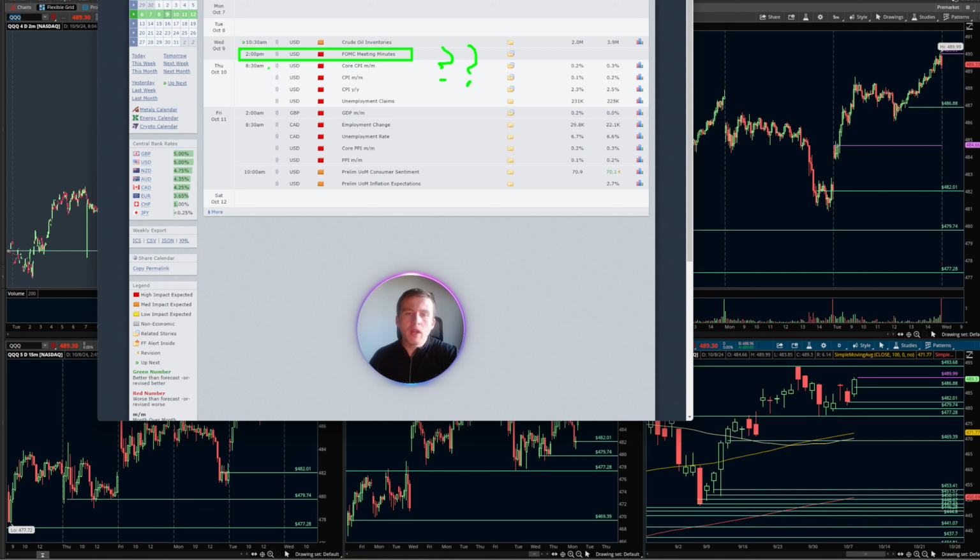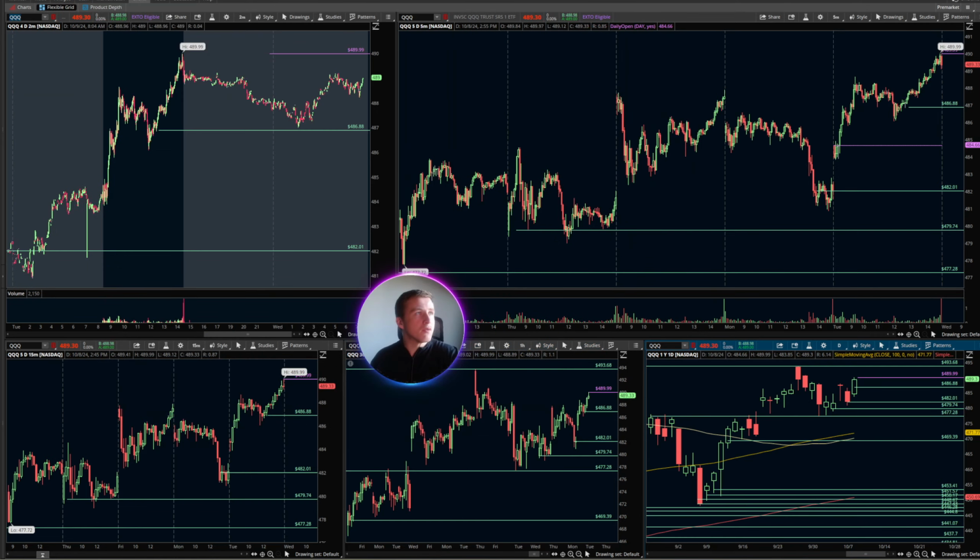And then really tomorrow we have a big data release here on core CPI, and then on Friday another big data release on core PPI, which the market really cares about these two right here, because the minutes is just a summary then of what happened at the last meeting, which the market a lot of times has already priced in.